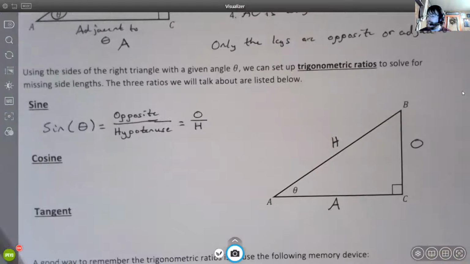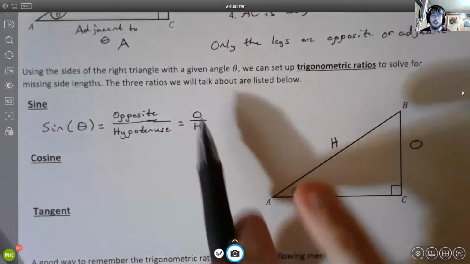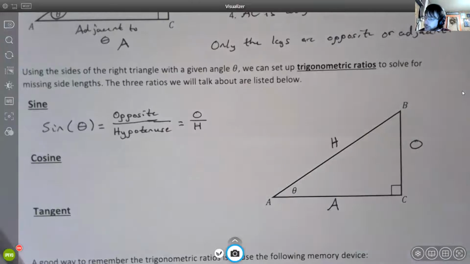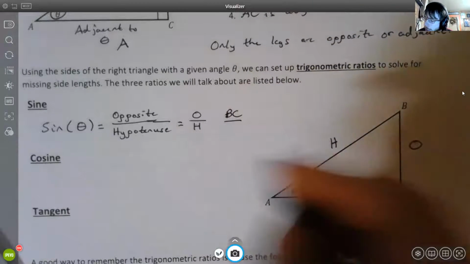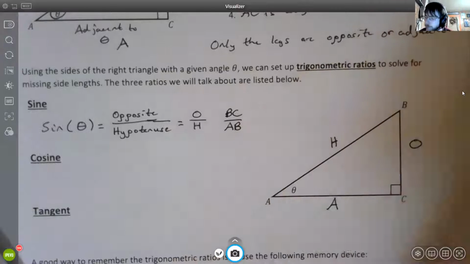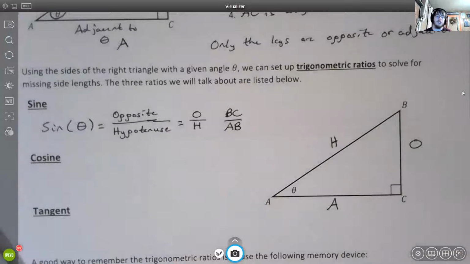Now, if we had lengths for these sides for O and H, we would just plug in the numbers here. I'm going to write the side lengths that they would be. So it would be BC divided by AB. That would be your sine of theta. And whenever you write those as a fraction, you need to make sure that you simplify those fractions completely. And remember, you can do that in Desmos.